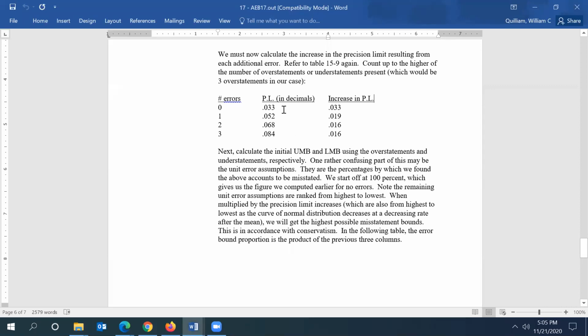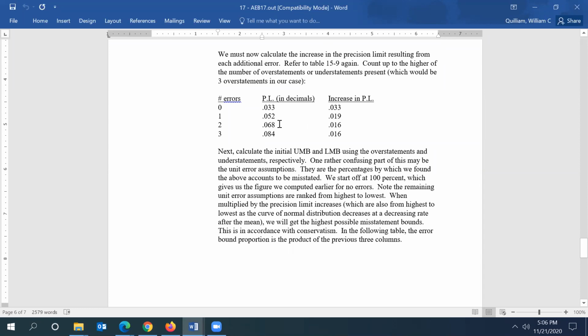So the precision limit starts off at 3.3%, same thing as 0.033. The increase in the precision limit is from 0 up to 0.033. For finding 2 errors, this goes up to 5.2%, 0.052. Subtract 0.033 from it, and we get an increase in the precision limit of 0.019.